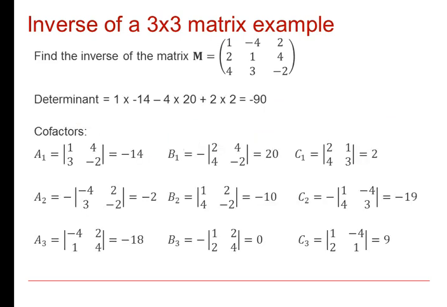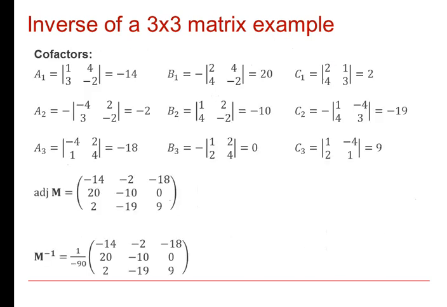I would then go on to work out the cofactors for each element. You may wish to pause the video and check these for yourselves. These cofactors I will now put together in a matrix called the cofactor matrix. I will then transpose that cofactor matrix to give me the adjugate. And finally, I will divide by the determinant to give me that inverse, written as m to the -1.